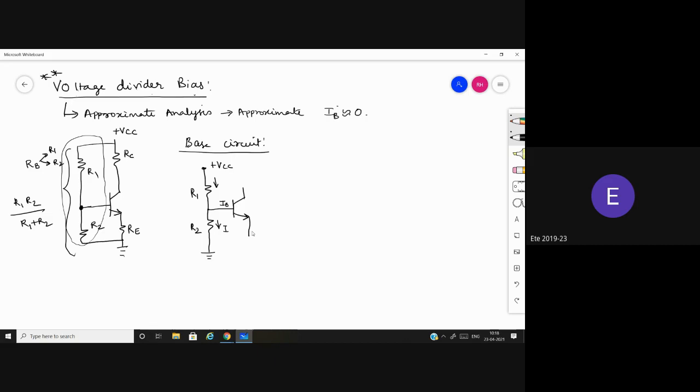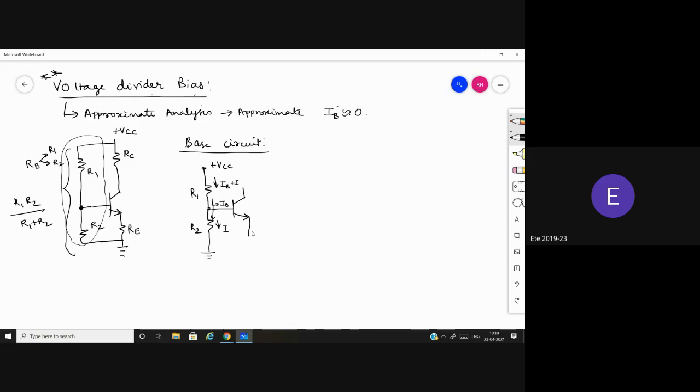Now what is the current which is coming from R1? IB plus I. So the current flowing through R1 is IB plus I. At this point, it splits into two parts: IB goes here, I comes here.